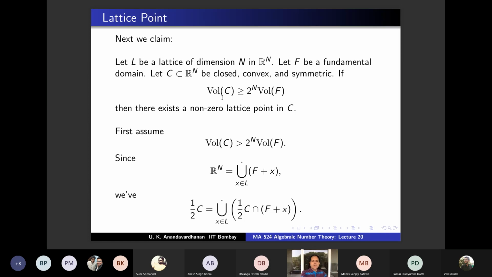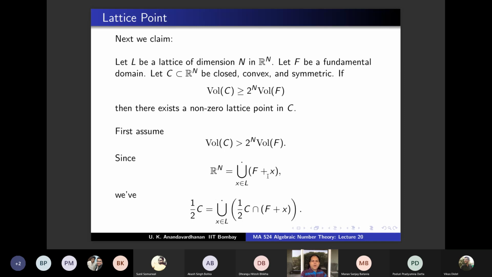And now C is your set. You take half C, meaning half X, where X belongs to C, and you intersect with this union. So you will get a disjoint union of half C intersection translates of your fundamental domain. But what does C being symmetric mean? If Z is a point in C, then minus Z is also in C. Symmetric around the origin. And convex, and closed. We will see in the next slide, all this will be used. So this is a disjoint union, and therefore half C is a disjoint union of half C intersected with all these translates of F.